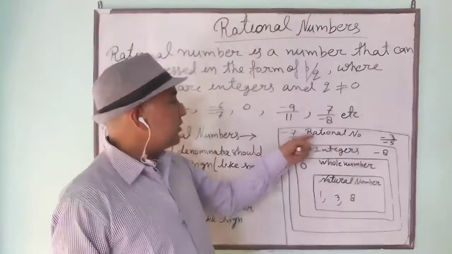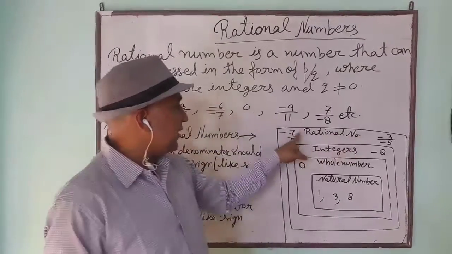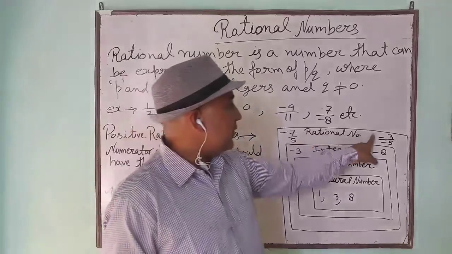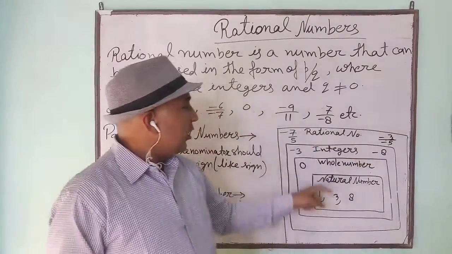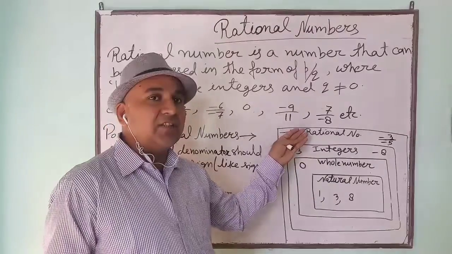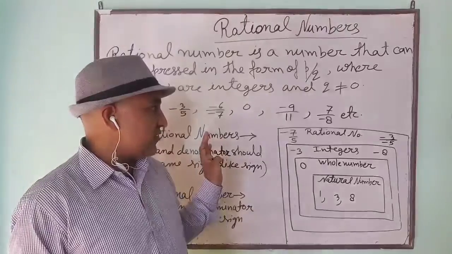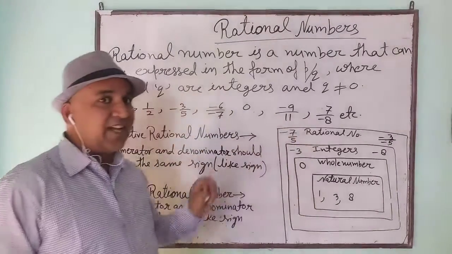Understood? Now take the rational numbers. See here, I have written some examples: minus 7 by 5, minus 3 by 5. All integers, all whole numbers, all natural numbers are rational numbers, but all rational numbers need not be integers. Okay, that is why I have made you this diagram.